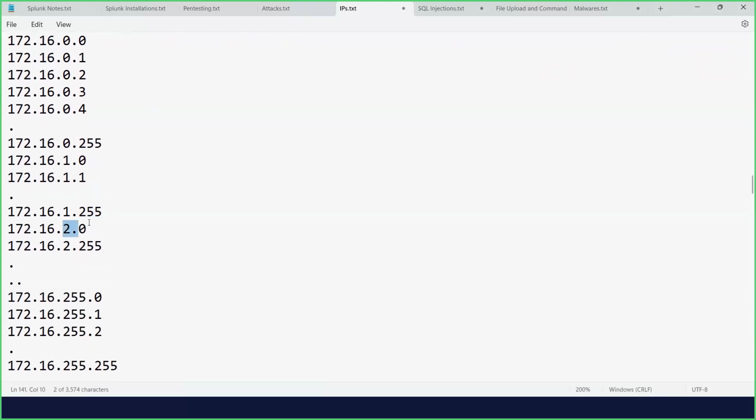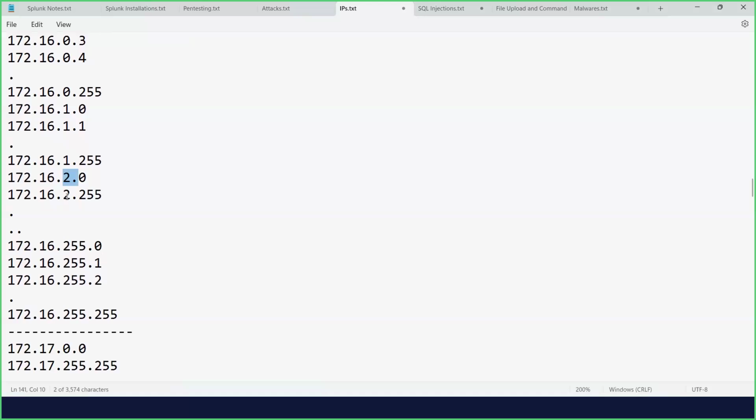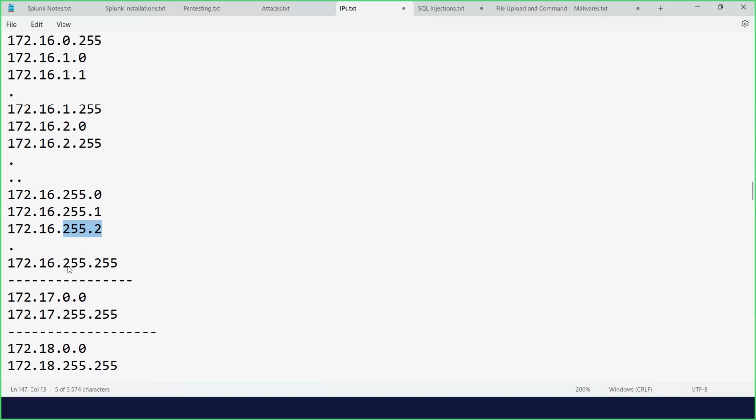Then you have 2021, 222325, which goes up to 2255. Like that, the cycle keeps on repeating. And down the line, you would have 2550, 2551, 2552, 2553, 2554, which goes up to 255, 255. Now, once both these octets are filled, then 16 changes to 17. So these 255s go back to zeros, and the 16 changes to 17.